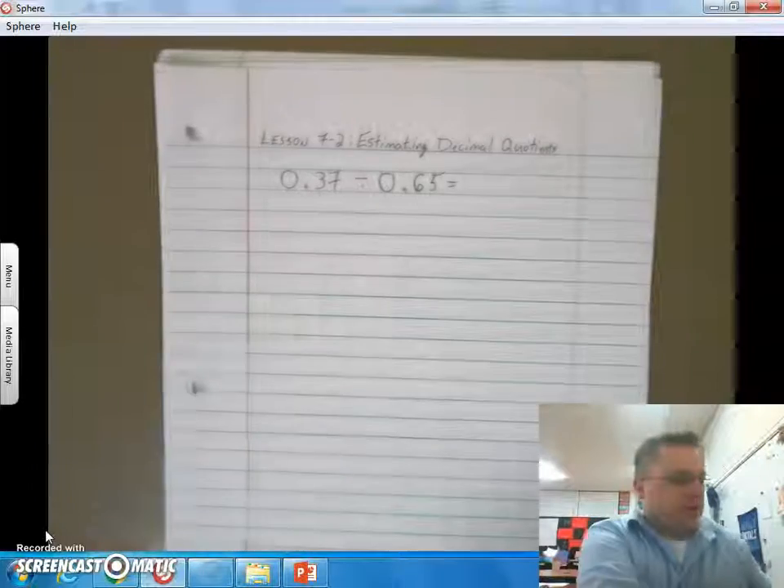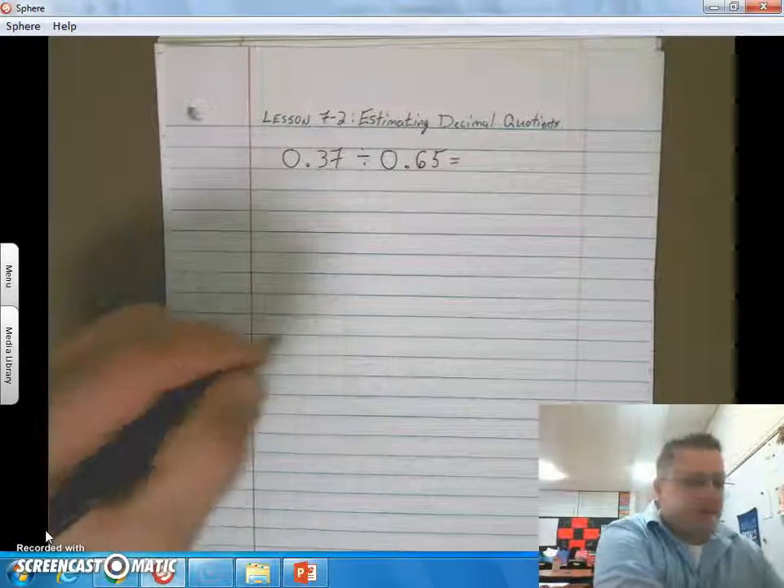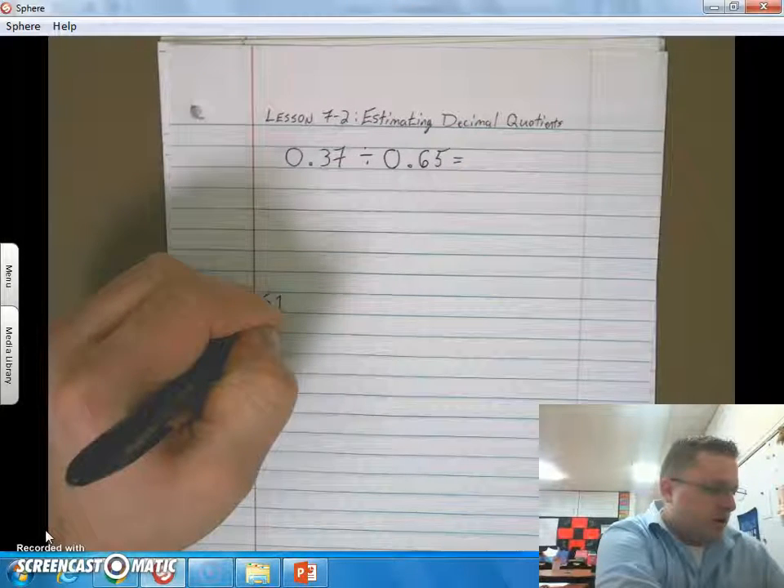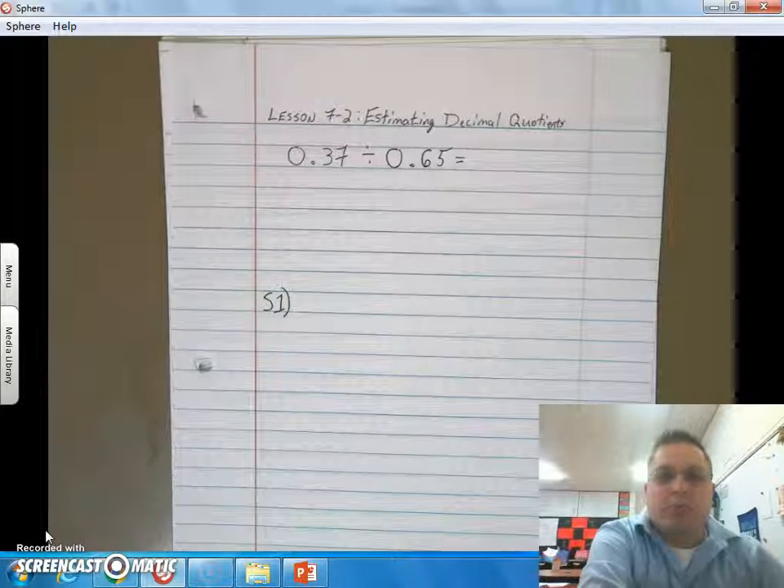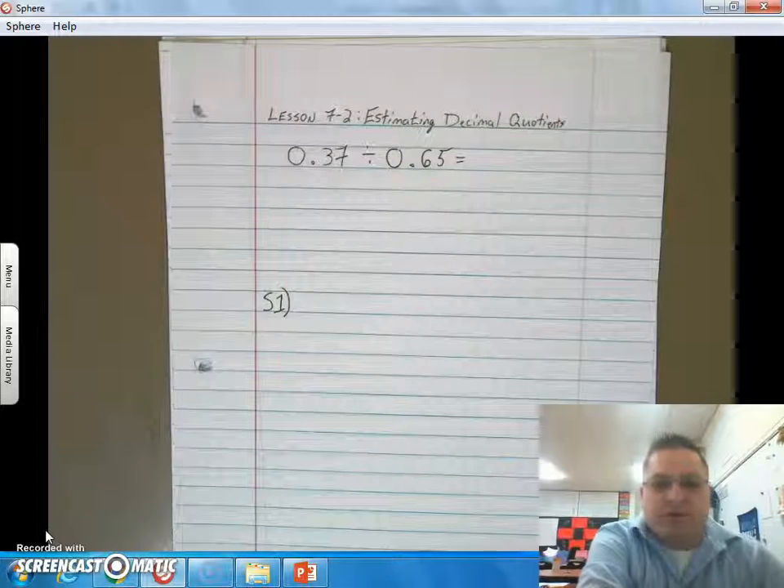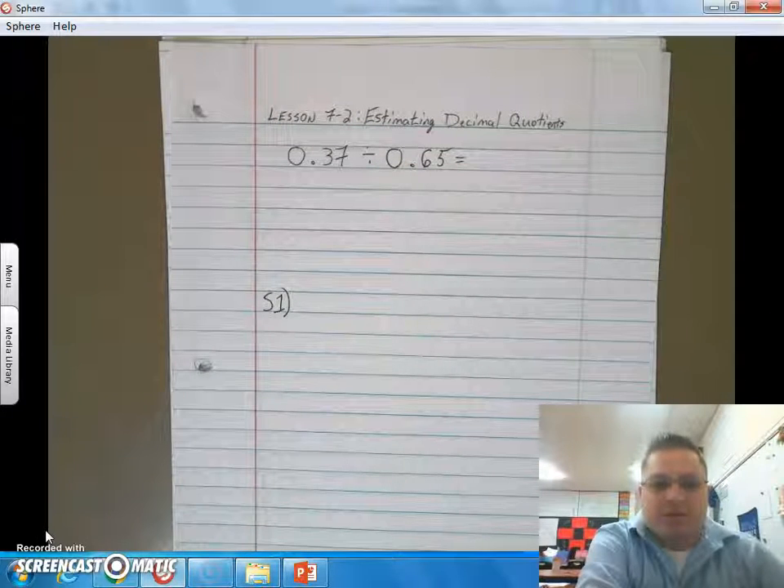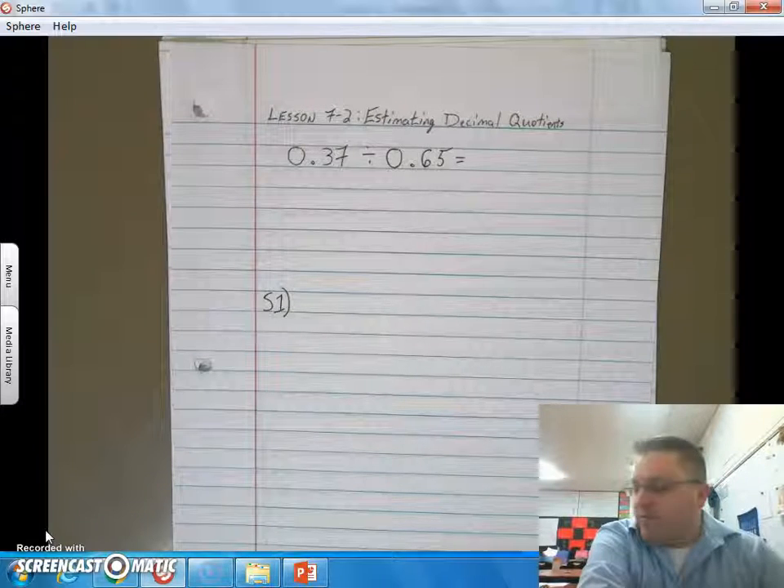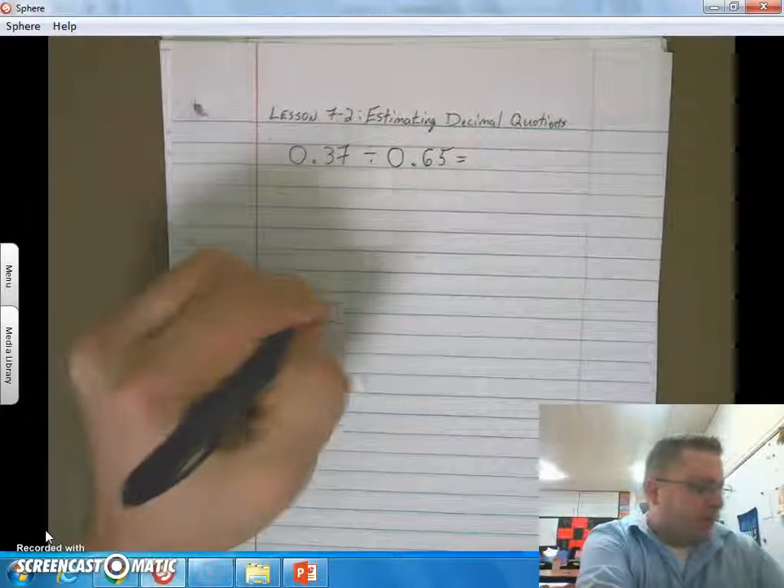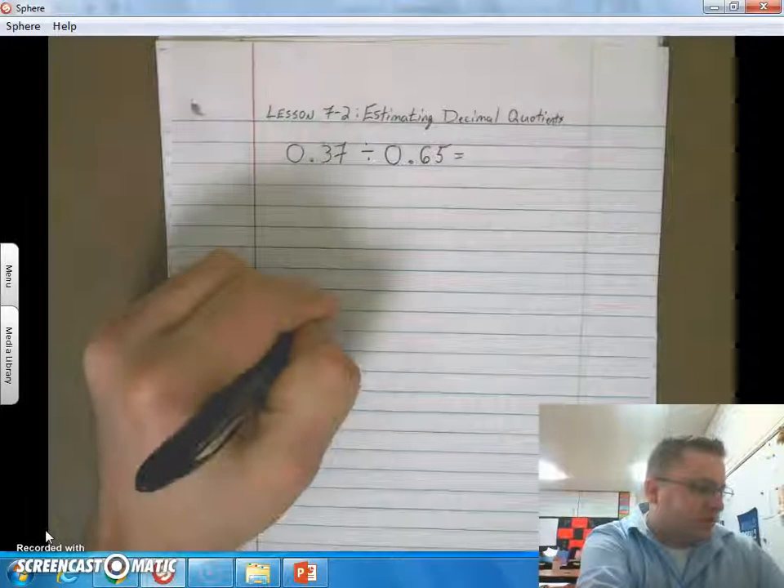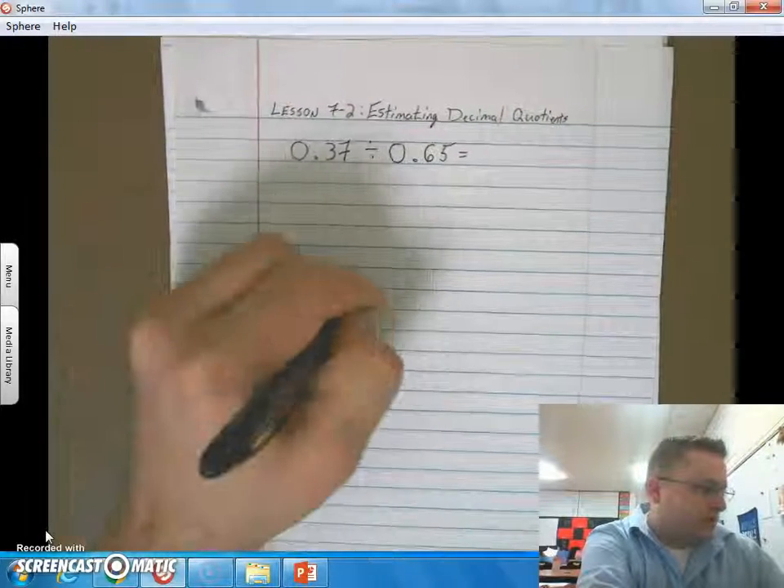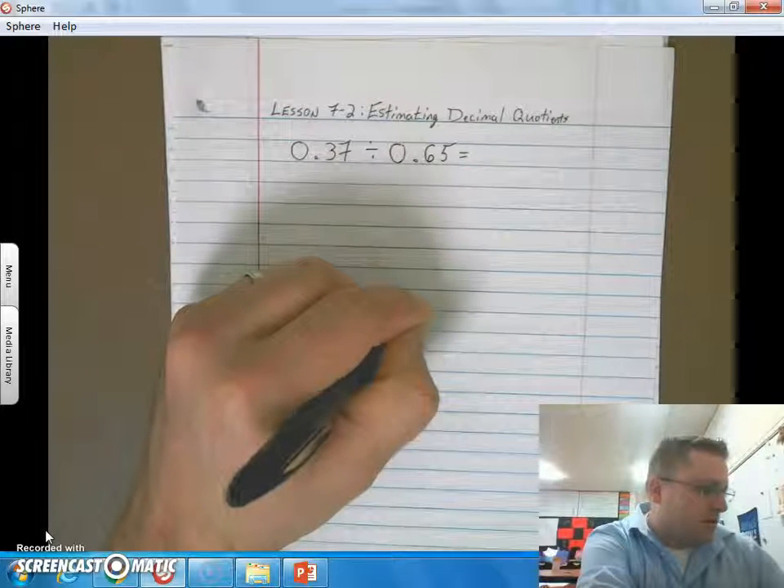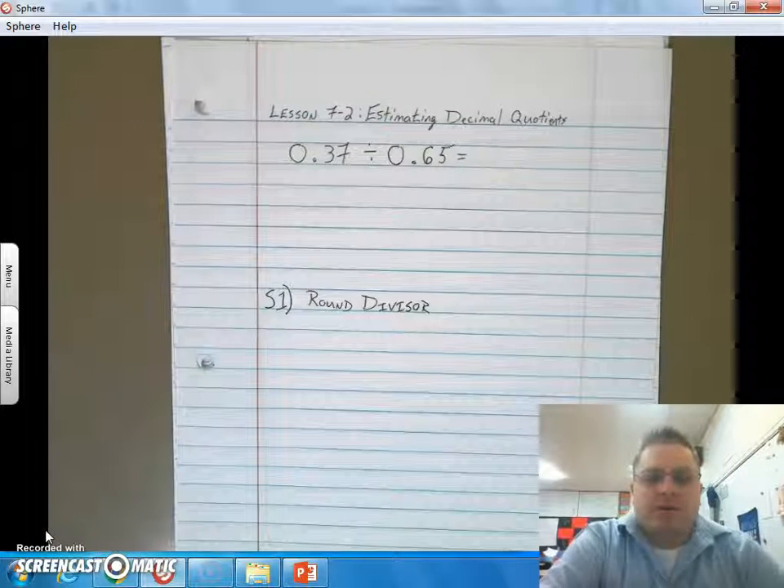So our first step, I'm going to write down just a little ways so we have room to work. But if you want to also write this down in your notebook, then you can always refer to it. We should already have it in our math notebooks, but if you need to make it again. Our first step is we want to round our divisor. So I'm going to round my divisor.